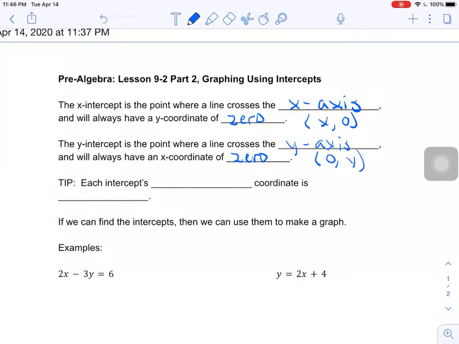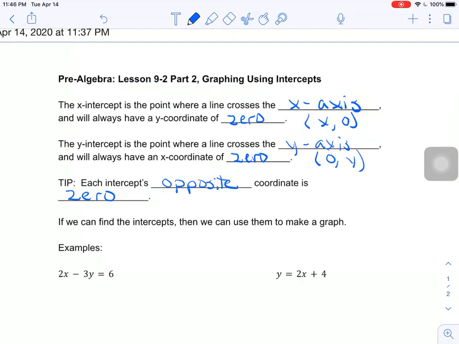hits the y-axis at. So one thing I want to point out, because it's a good memory trick that helps you to not get confused when you're calculating, which we're going to do in a minute, is that whatever intercept you're working with, its opposite coordinate is 0. So if I want the x-intercept, the opposite of x is y, so y is 0. If I want the y-intercept, the opposite of y is x, so x is 0. So each intercept's opposite coordinate is 0. If that helps you to remember how that works and how that looks, that's a tip you can use to help remember it.